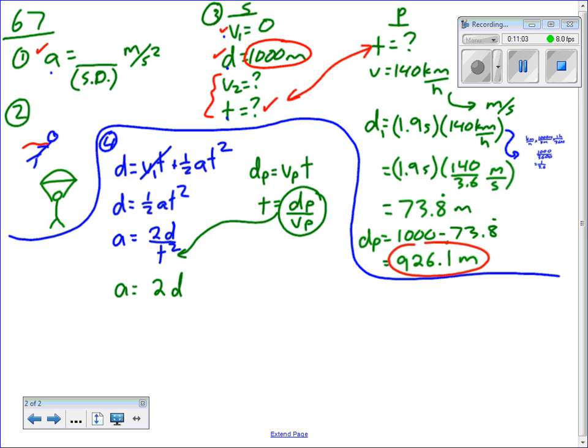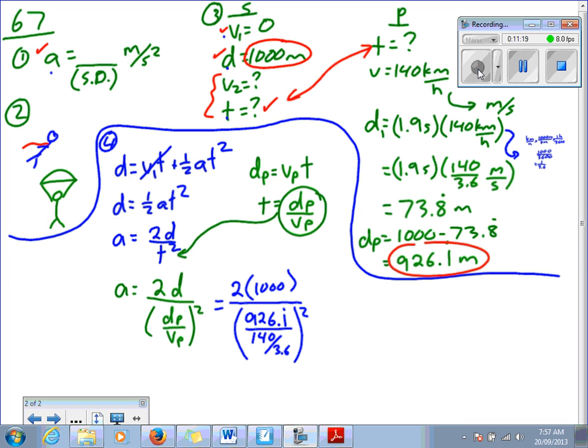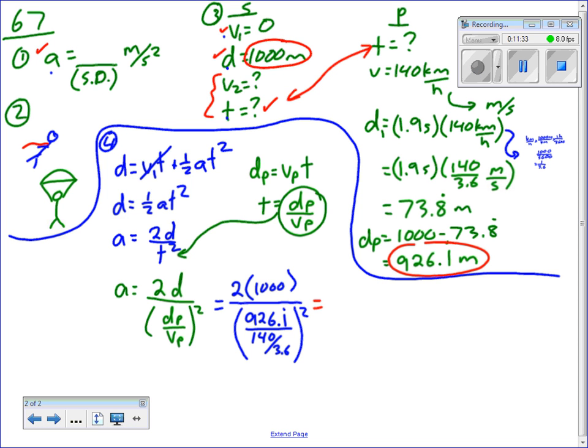Which means for acceleration it's going to be 2d over parachutist distance divided by parachutist speed squared. And we have all of these numbers. Plug them in now, pause the video, try and get the answer. So here are the numbers. 2 times 1,000 divided by the distance of the parachute divided by the speed parachute squared. And we get a final answer of 3.5 meters per second squared.